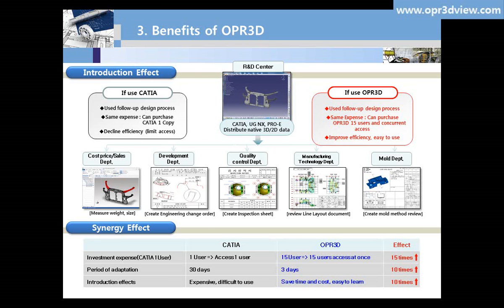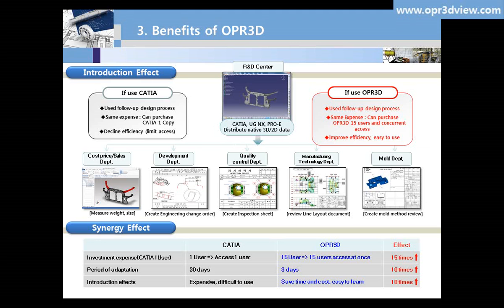Finally, I'll tell the effects of the introduction of OPR3D. First, the investment cost is maximized. From UG and CATIA, one person when you have invested the same cost to use, if you switch to OPR3D, 15 people is available, you can see the effect of more than 15 times at least.